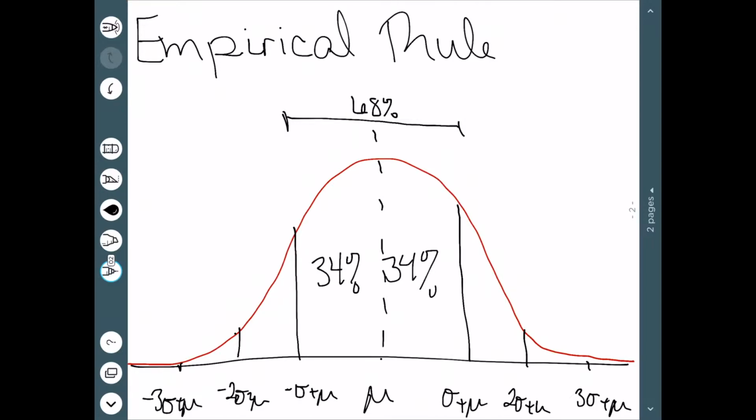The empirical rule also tells me that between two standard deviations on either side holds 95% of the data. That means on each side is 47.5%. So each one of these little things is going to be 13.5% because 13.5 plus 34 will be the 47.5.